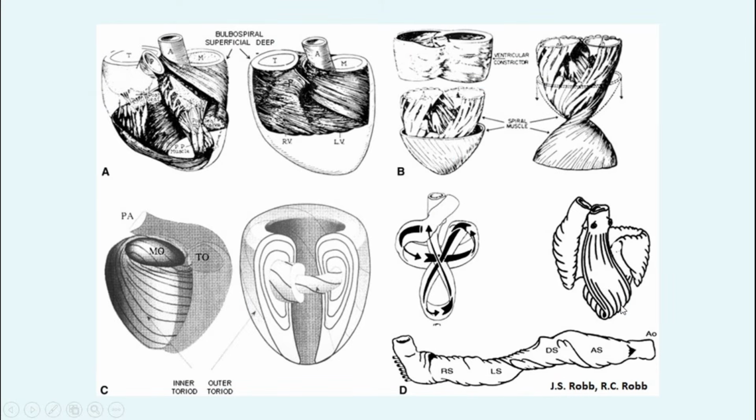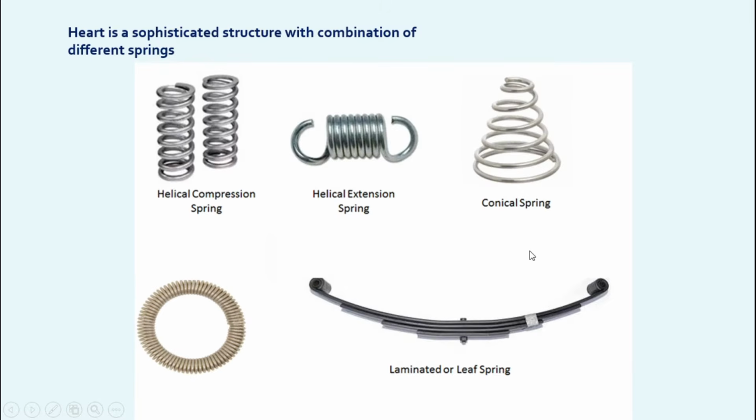The heart is the most sophisticated and amazing muscular structure. Myocardial fibers in the left ventricle and almost in the right ventricle, not only structurally but functionally, are a combination of different types of spring. This feature of the heart has a very specific and important role in systole and diastole. In diastolic dysfunction, the left ventricle becomes stiffer and its compliance decreases.